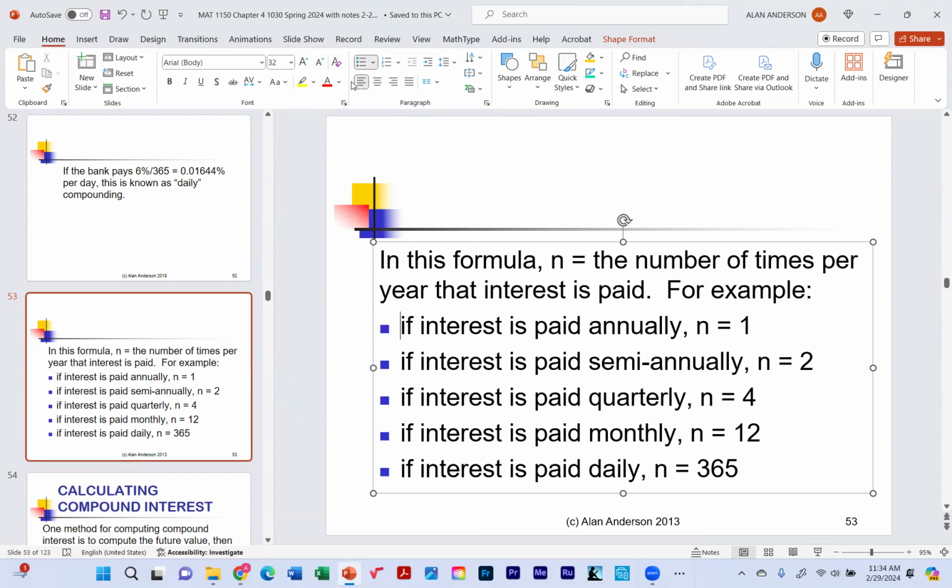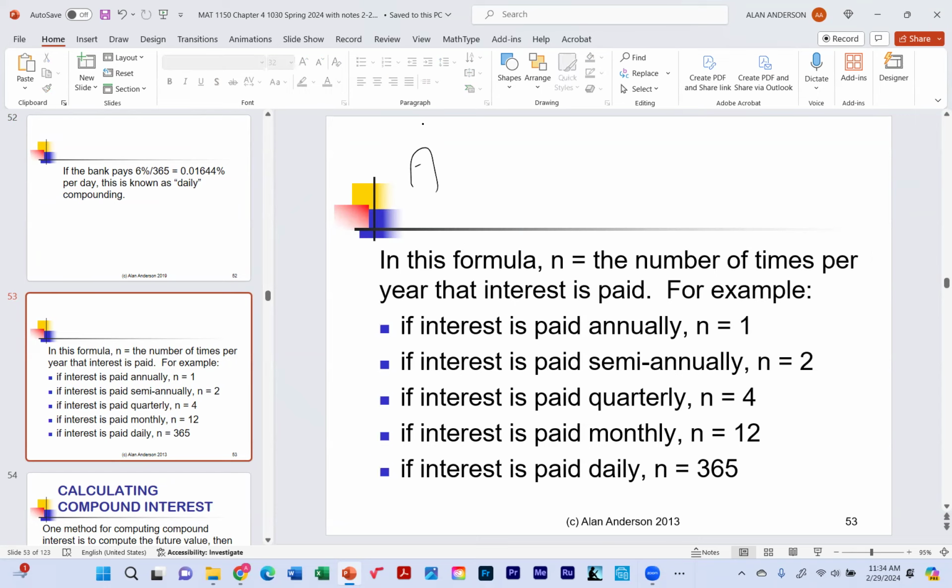Okay, so in other words, those are the only ones you're likely to run into in practice. If it's paid once a year, it's n equals 1 in that formula. Twice a year means n equals 2. Quarterly is 4 times per year. Monthly is 12 times per year. Daily is 365. So that number is what goes into that formula. Remember, you saw it before. It was A equals P(1 plus r over n) to the nt power.